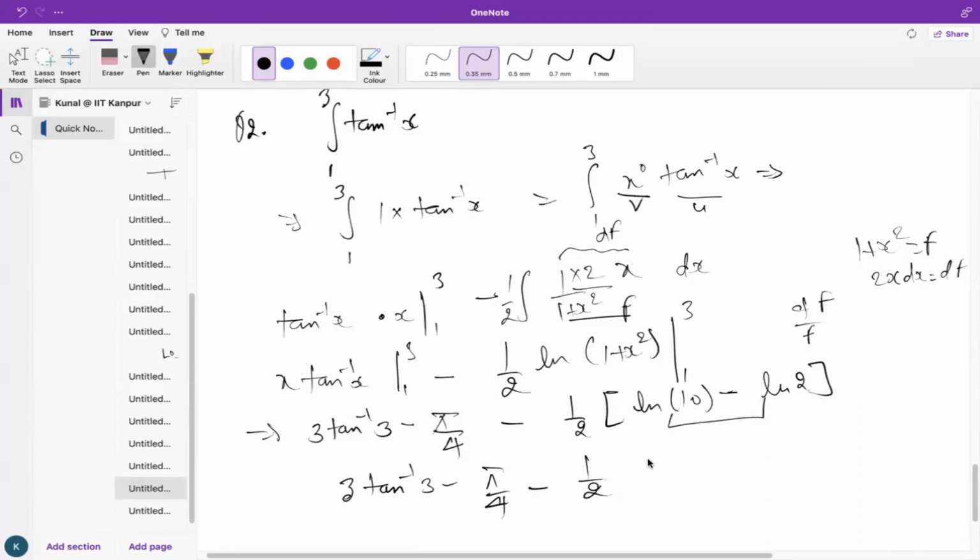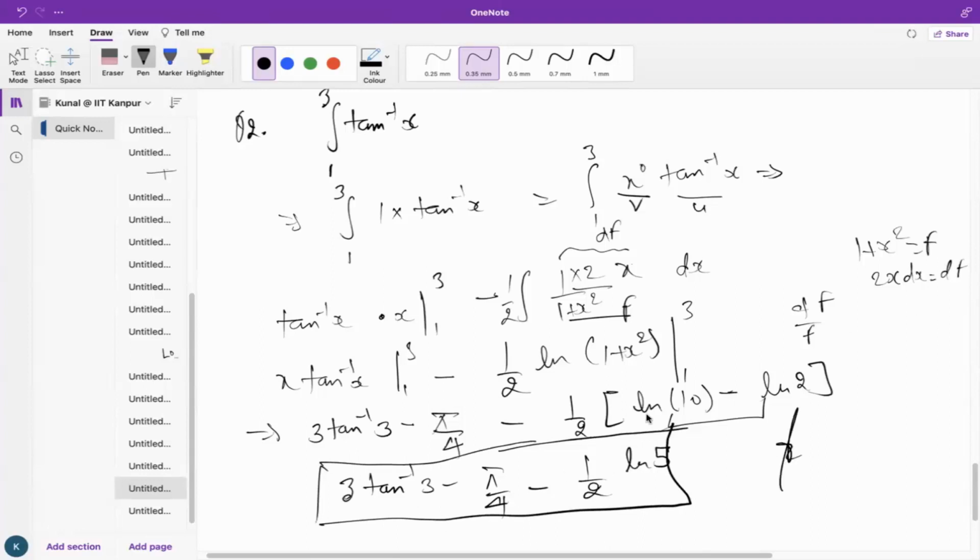And we just apply the logarithmic property. So we get here ln 5. This is our final answer.